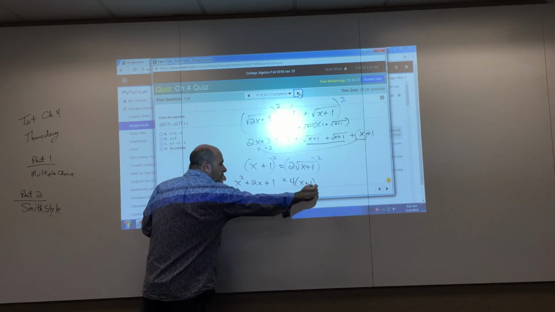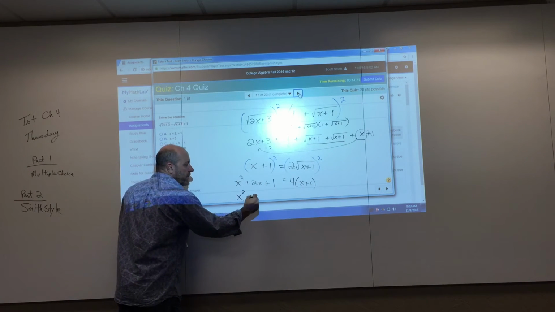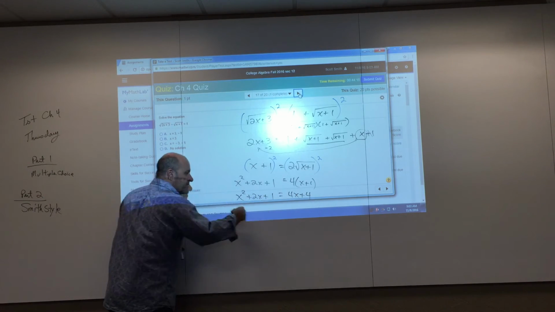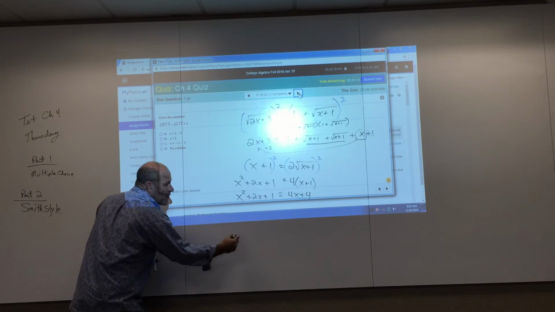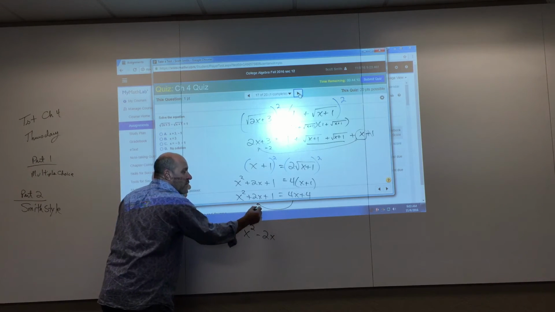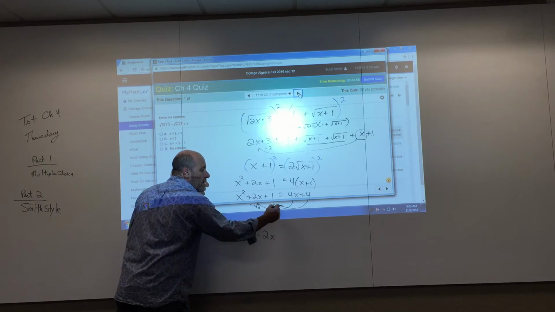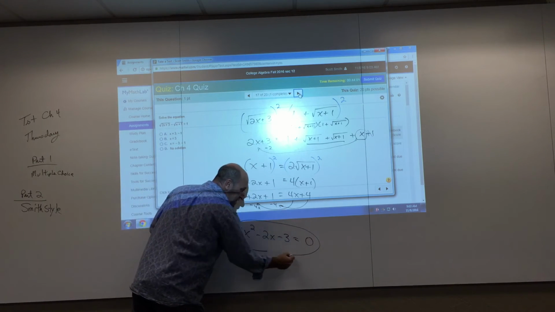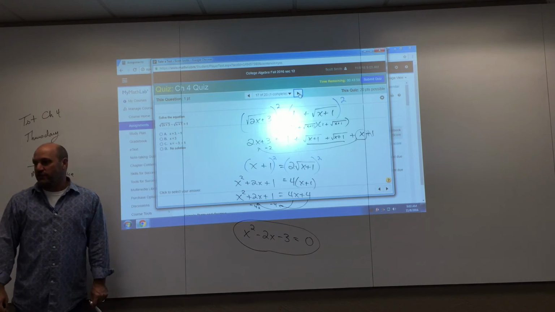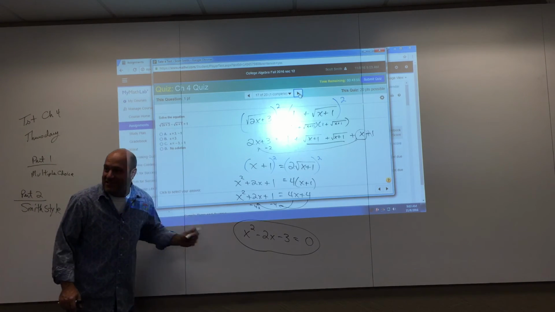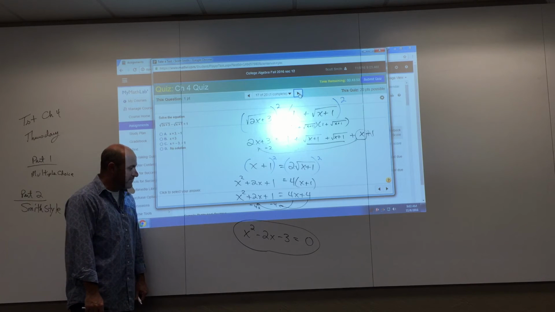Cool, if I distribute the 4, let's see what happens. X squared plus 2x plus 1, this is 4x plus 4. Subtract and move some things over here, I'm moving down here. I get x squared minus 2x when I subtract the 4x. I'm subtracting 4x. I'm also subtracting a 4, so that's a negative 3, equal to 0. Woohoo! There's my answer. Oh, I mean that ain't my answer. That's just my quadratic form equation, and now I should solve it, this quadratic equation.